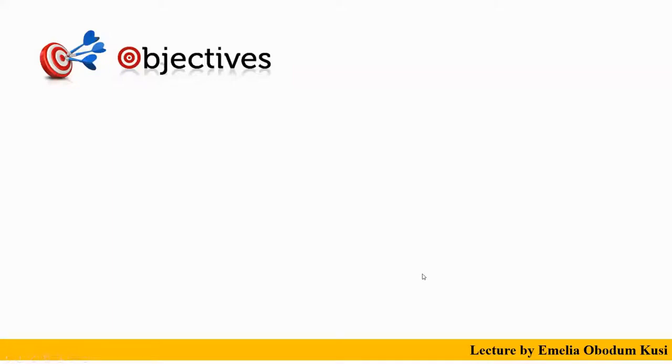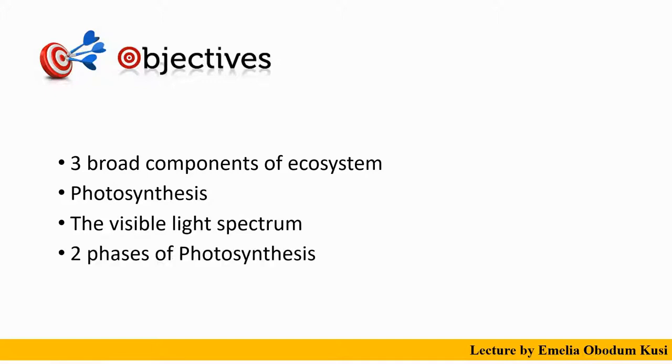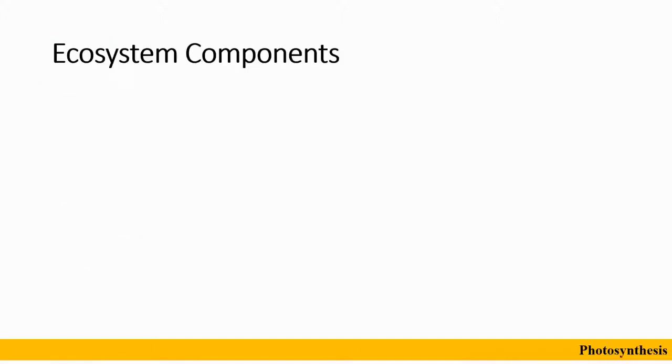Welcome. Today we will talk about the process of photosynthesis, and we will begin by covering the three broad components of the ecosystem, then define the terminology photosynthesis itself, go through the visible light spectrum, and lastly talk about the two major phases of photosynthesis.